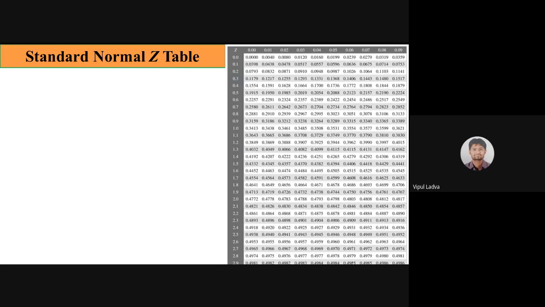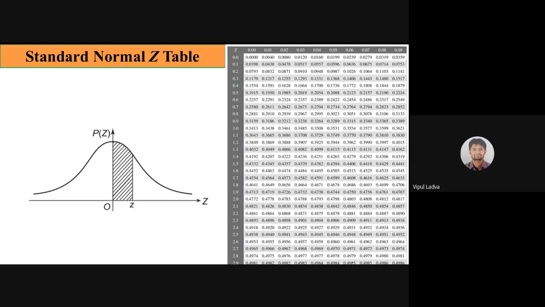By taking z equal to a positive value, a negative value, and so on, we have done all this. Okay, so let's move further.